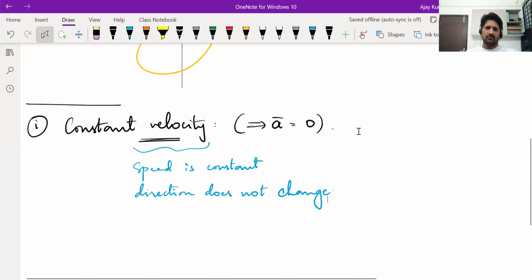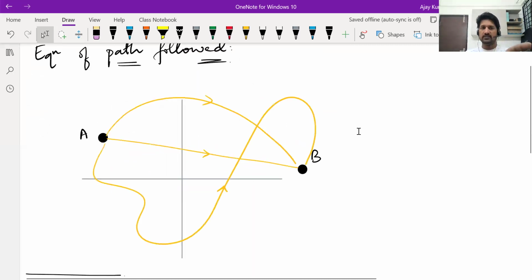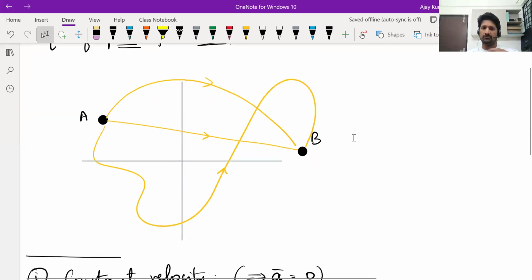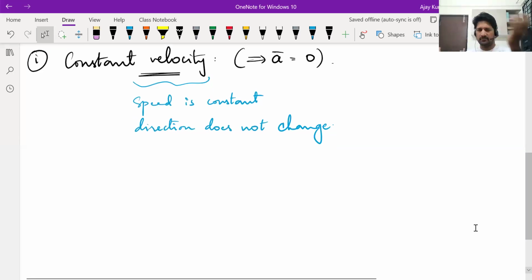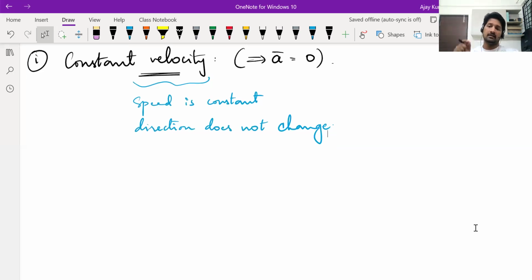Now, what we are trying to find out is the equation of the path followed. With constant velocity, by applying the physics that we know or the everyday knowledge that we have, we could tell that the object is going to stay on a straight line. Now we have to derive the equation of that straight line. We are making it mathematical, and you are required to know how to do this.